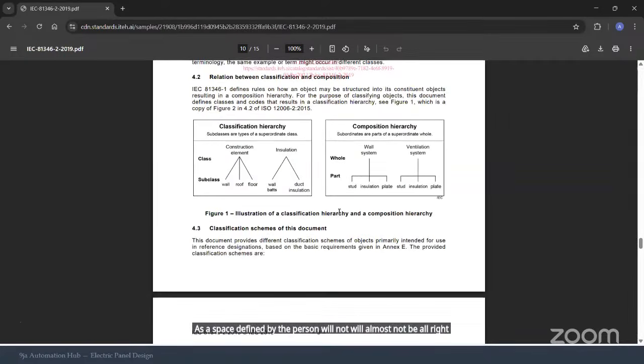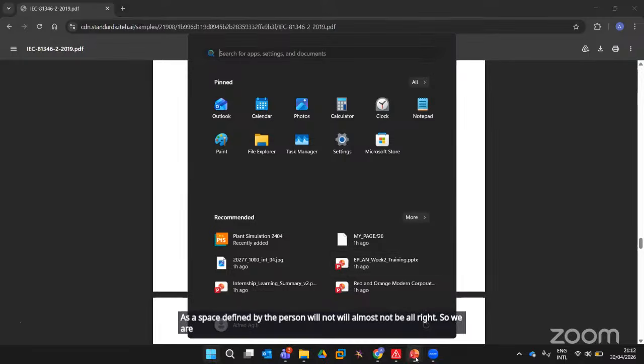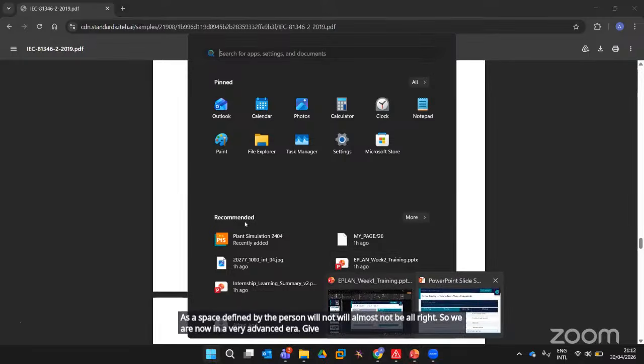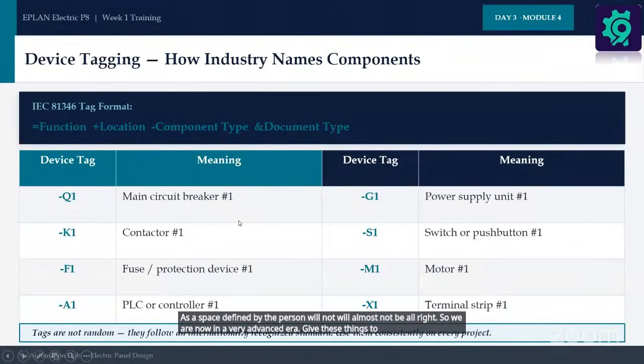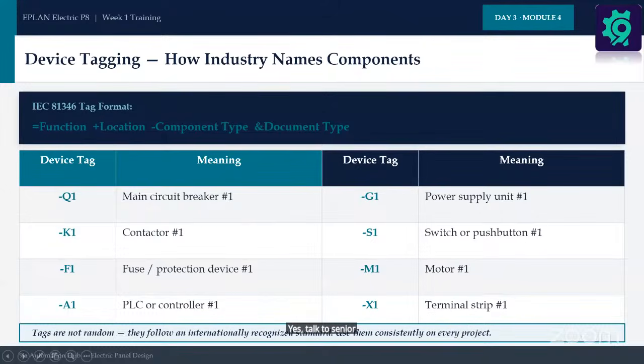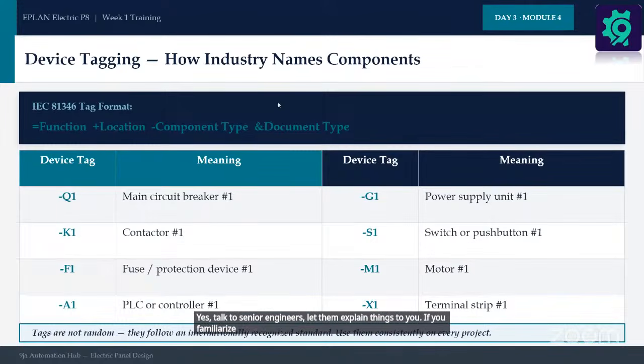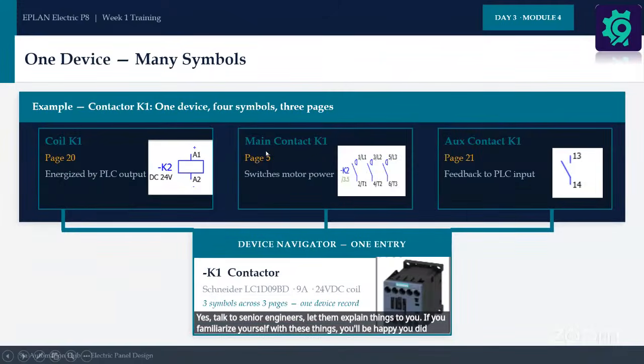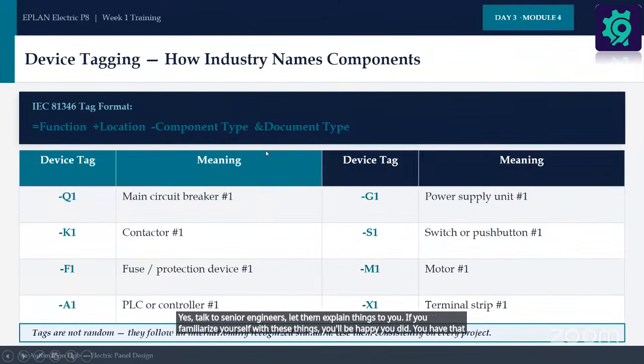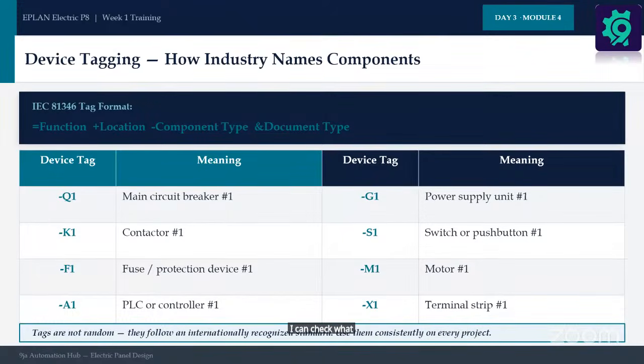So we are now in a very advanced era. Give these things to AIs, talk to senior engineers, let them explain things to you. If you familiarize yourself with these things, you will be happy you did. You have that confidence that, oh, I can check that my drawing is correct because I placed it under this class or under this subclass.